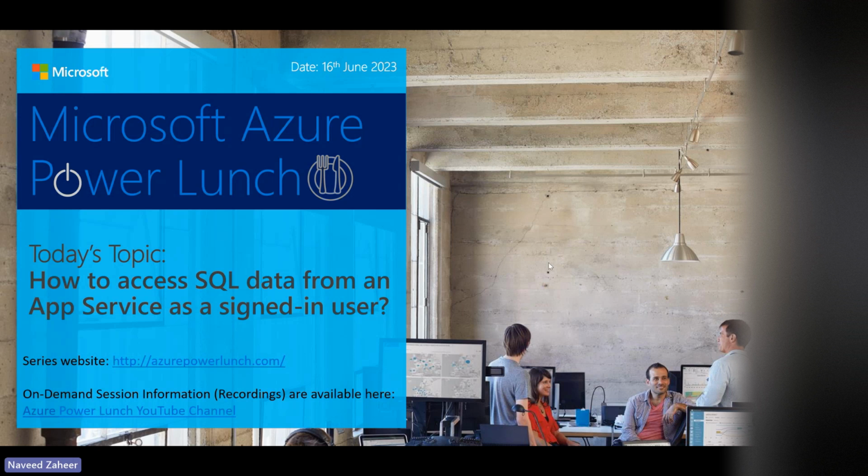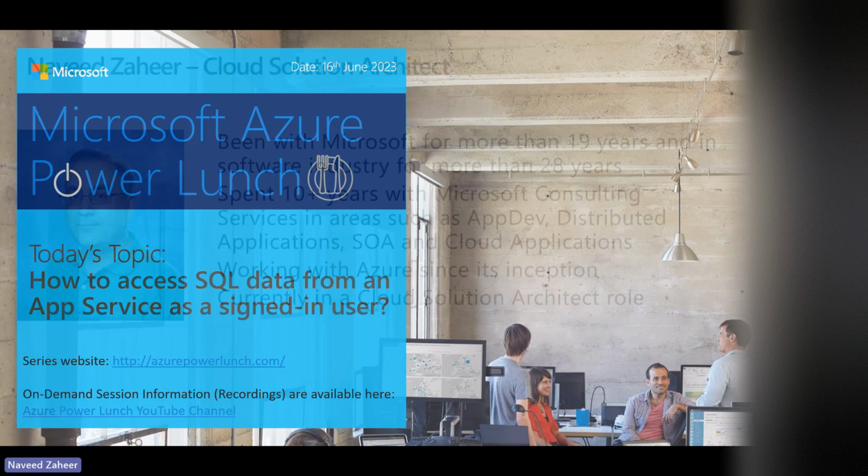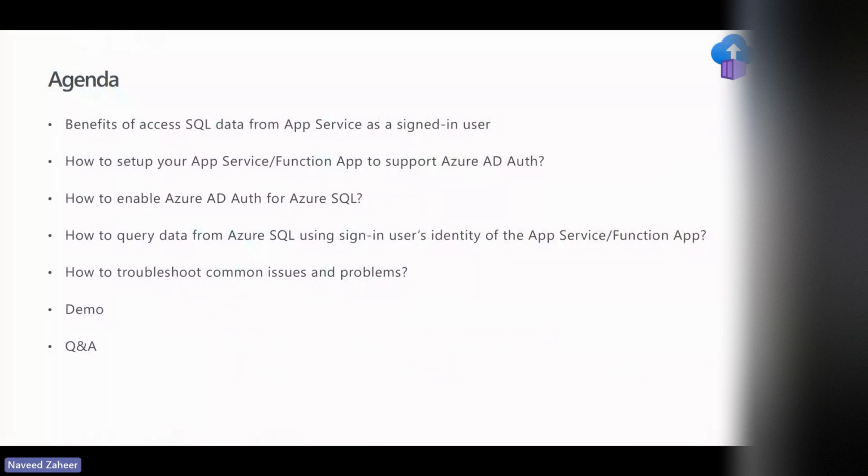With that, we go to the topic of discussion, which is how to access your SQL data from an app service by impersonating the signed-in user. I know this topic has been around for a while, and I just want to spend a few minutes on why this is important. It came up during the migration of an enterprise application that I'm working on with a customer.